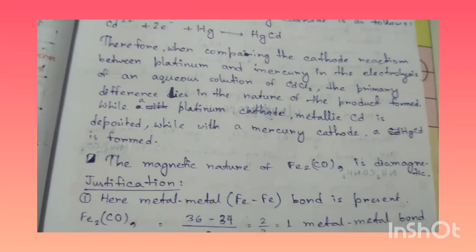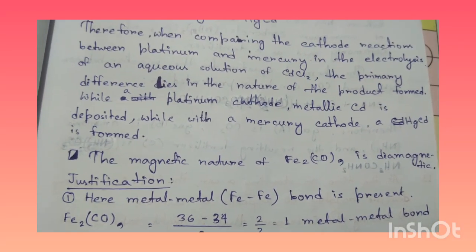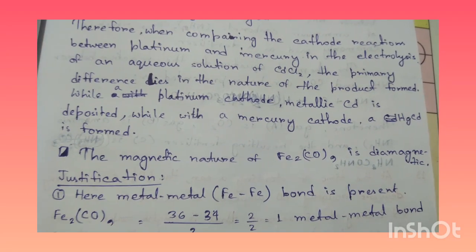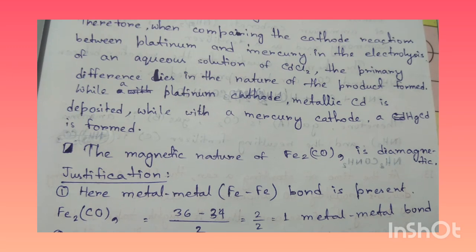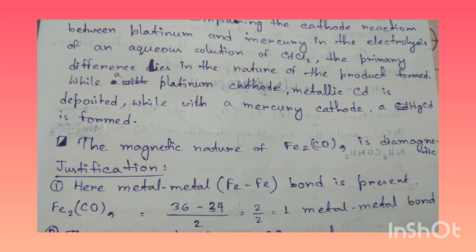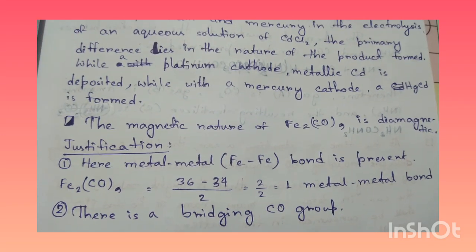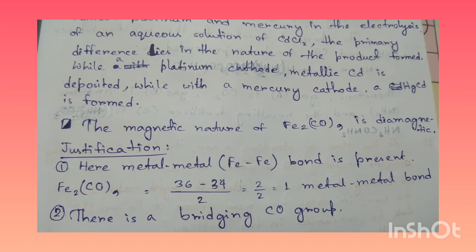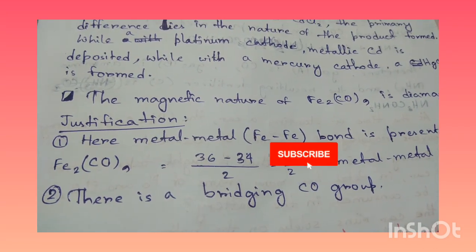Now I have to put justification. Here a metal-metal bond is present in Fe2(CO)9. It is (36 minus 34) by 2, and 2 by 2 is 1 metal-metal bond. And the second reason is there is a bridging CO group. I want to tell about Fe2(CO)9.